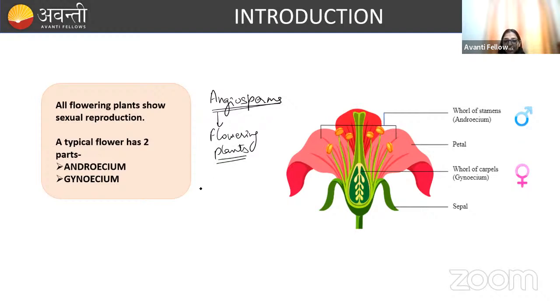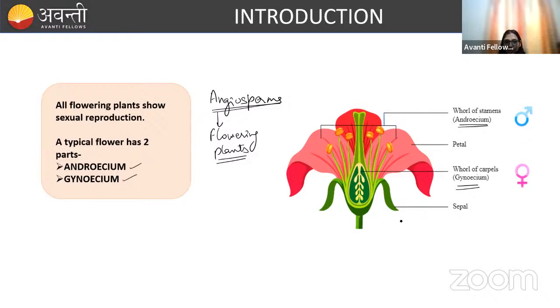And a flower could be a bisexual flower or a unisexual flower. Bisexual flowers have both androecium and gynoecium. Androecium is the male reproductive part and gynoecium is the female reproductive part. As you can see in the image, it's a bisexual flower. It contains the androecium and gynoecium.